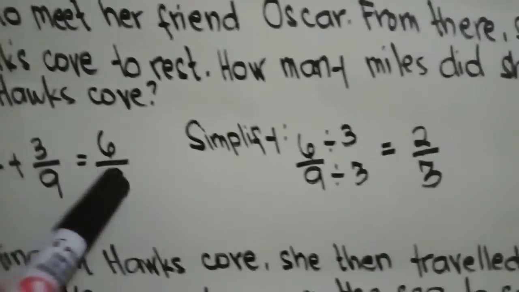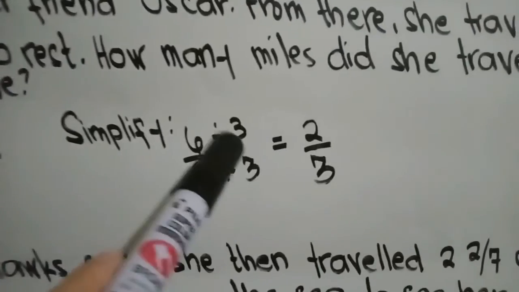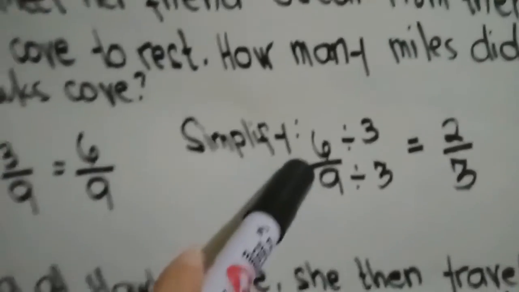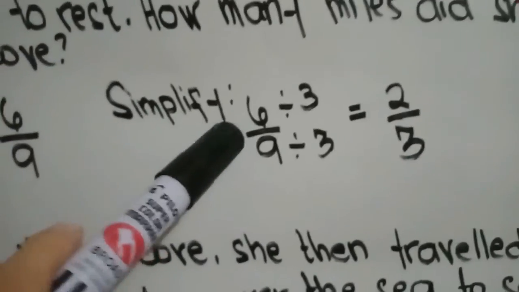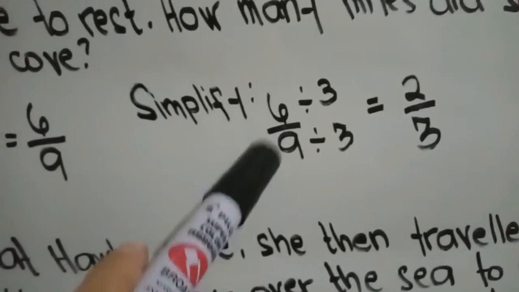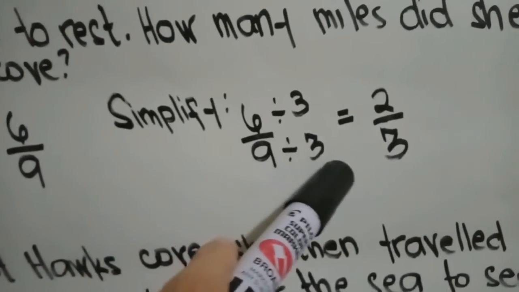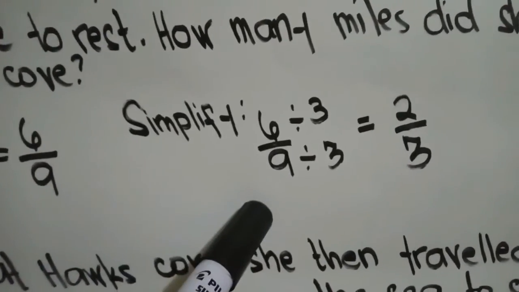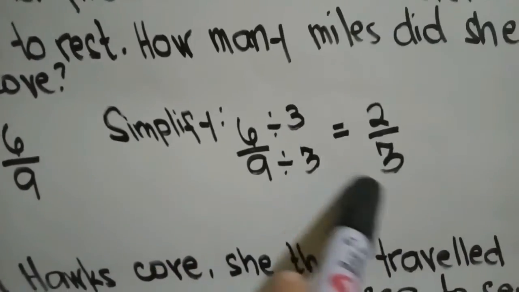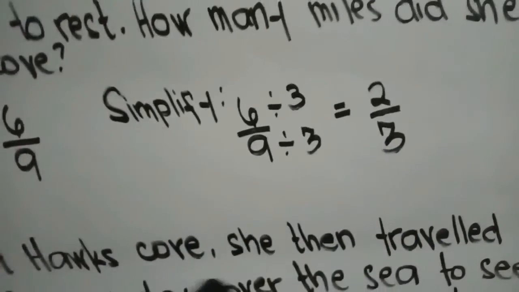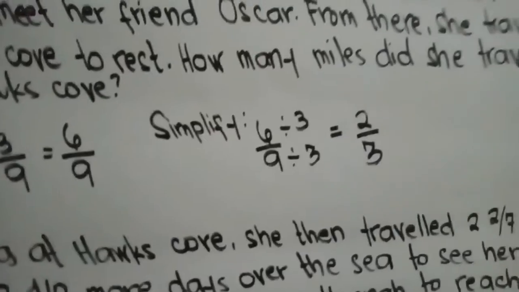And then, dahil pwede siya ma-simplify is, ano ang number na maka-divide sa 6 and 9? So, 3. So 6 divided by 3 is equals 2 and 9 divided by 3 equals 3. So 2/3 ang sagot. Next.